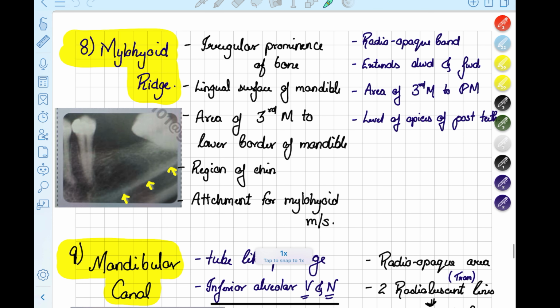Now the next structure is the mylohyoid ridge. As the name suggests, it is a ridge, and a ridge is a bony part. So how will it appear? Yes, correct. It will appear as a radiopaque band. This white structure, as you can see, is the mylohyoid ridge. It is an irregular prominence of bone located on the lingual surface of the mandible.